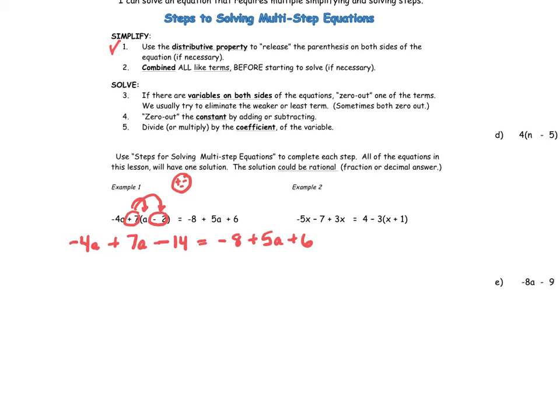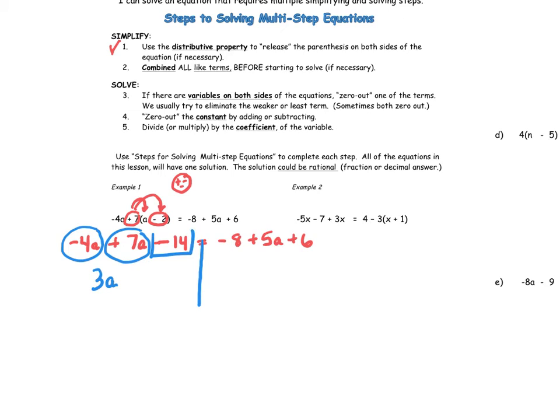Step 2 says combine all like terms before starting. Well, I'm going to build this wall, and we cannot cross over this wall until everything is simplified. So I'm going to combine negative 4a and positive 7a, but I am not going to touch this 5a. It's on the other side of the wall, so it stays on this side. So negative 4 plus positive 7 would be positive 3a. So these combine to make one term with a variable, and that's 3a.